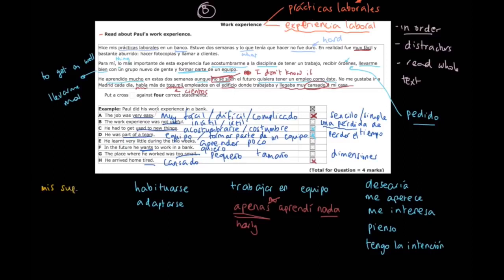We use expressions like mis superiores, who are the people who work above me, who have more responsibility than me. We've got words like jefe, boss. Also remember words like sueldo, salary, or salario. We do use salario sometimes, but sueldo is maybe a less cognate word, so be aware of this one.